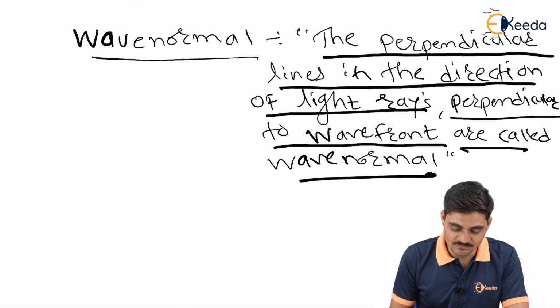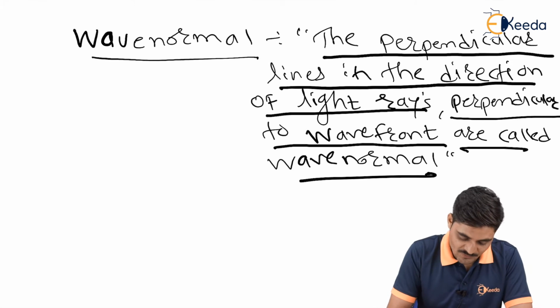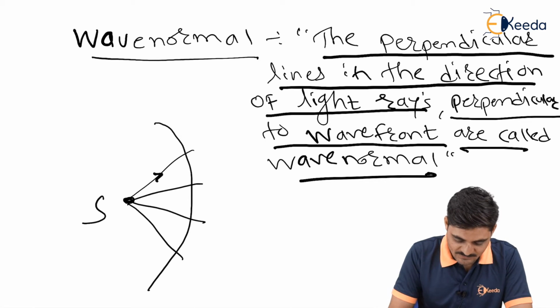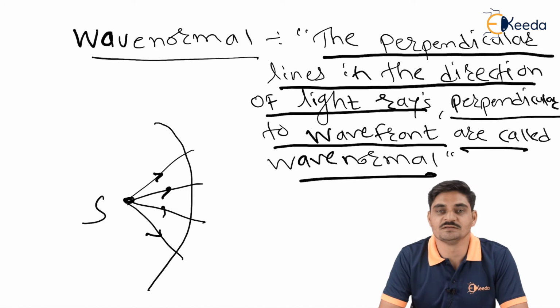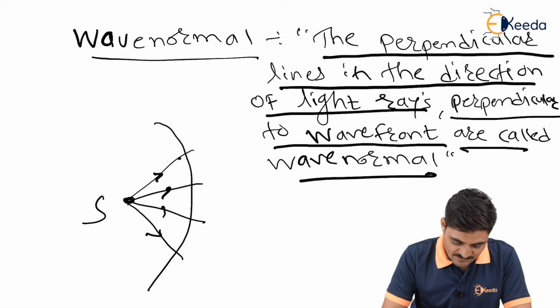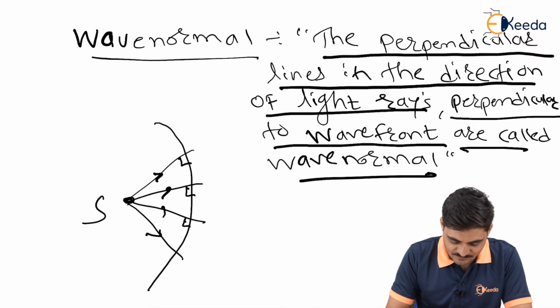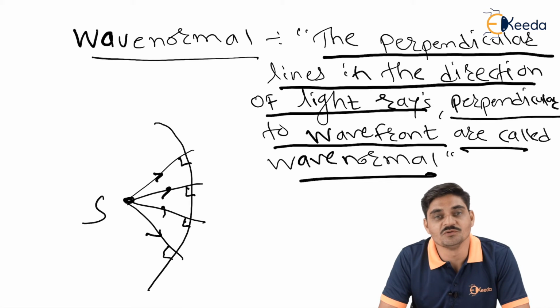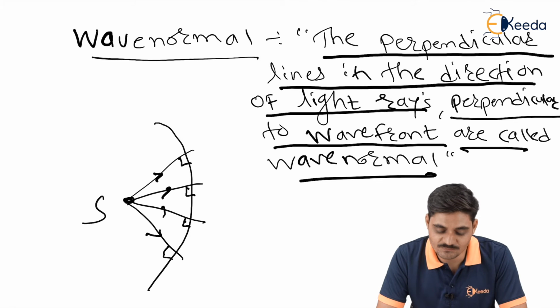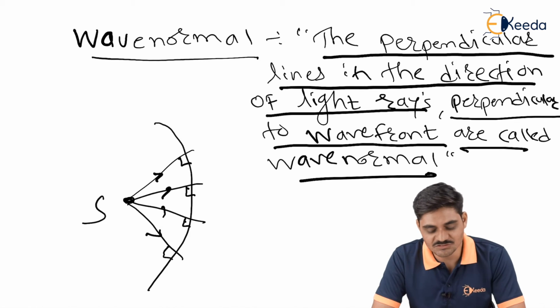Let's try to understand the wave normal. So this was our source and this was our wavefront. Now say I will take these perpendicular lines. Obviously these lines are in the direction of light rays. So these are making a 90-degree angle at each point. So all these lines are perpendicular to wavefront and they are in the direction of light rays. What was our definition? The perpendicular lines in the direction of light rays and perpendicular to wavefront are called wave normal.